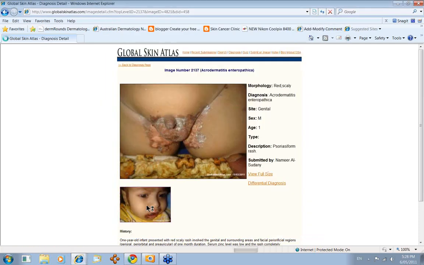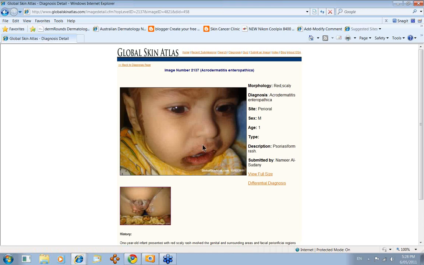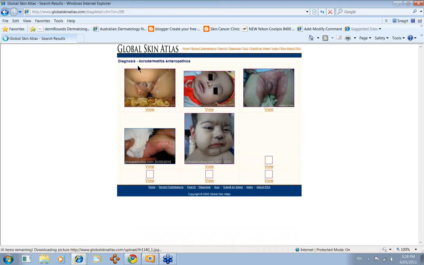And if you look at this particular child, look at that curious rash here as well that the child's got around the mouth and the lips. And if the child's also got a degree of failure to thrive with diarrhea, then certainly zinc deficiency has to be considered.